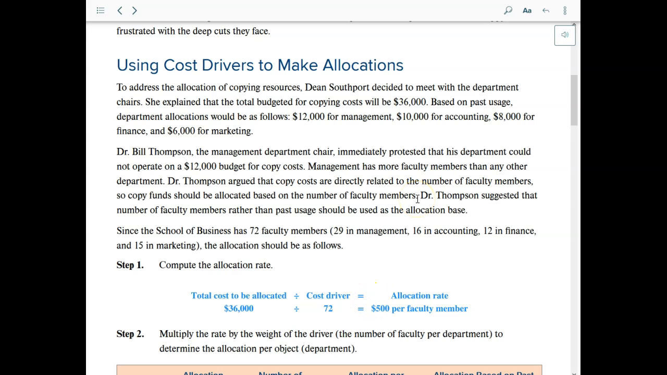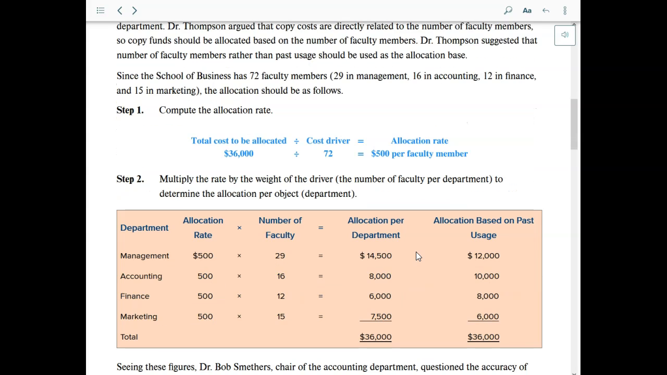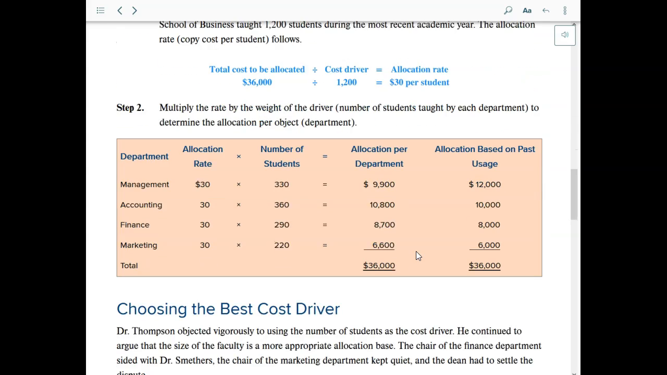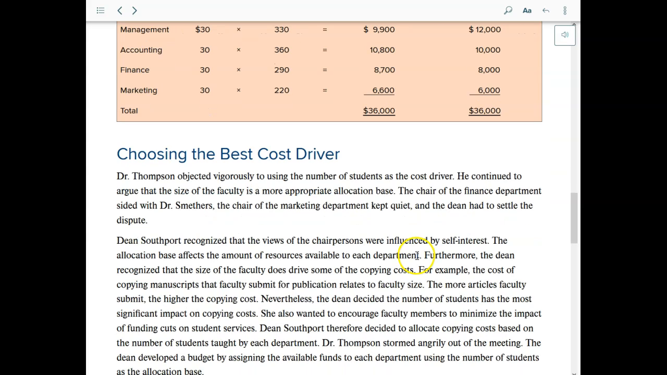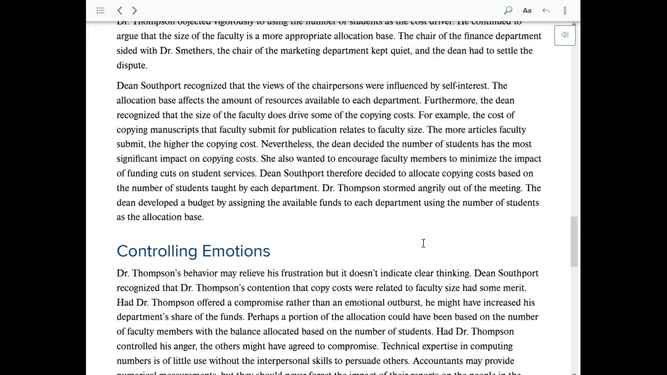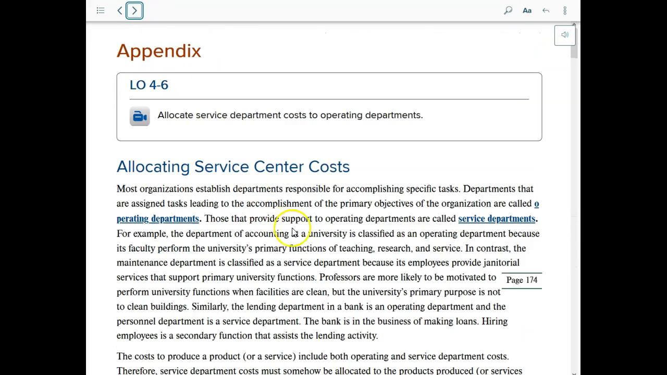Here's an example you can read about disagreement in the allocation base. This is about a College of Business trying to decide how to allocate the copy machine cost between departments. Some people want to use number of faculty, some people want to use the number of students and so forth. So you can read this through here. It gives you an idea of what people go through to decide what is the best cost driver to use to come up with the best allocation base. And let's see what's next.